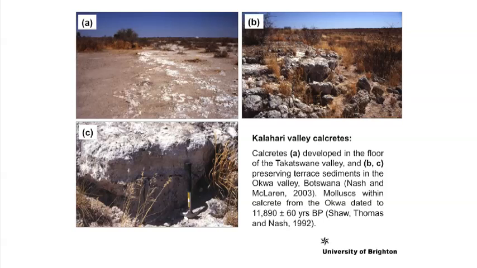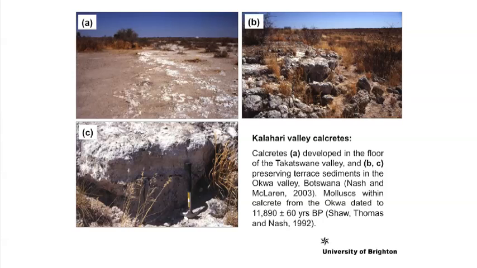Photograph A is from a valley called the Takatswani, a much more typical view of Kalahari calcretes, where you can't see a lot other than white stuff sticking out in the bottom of a very indistinct valley floor. Photographs B and C are from the Okwa Valley, which is a 600-kilometre long fossil drainage network in Botswana.